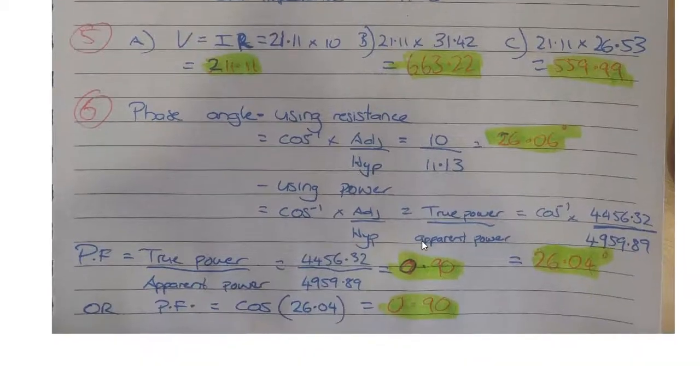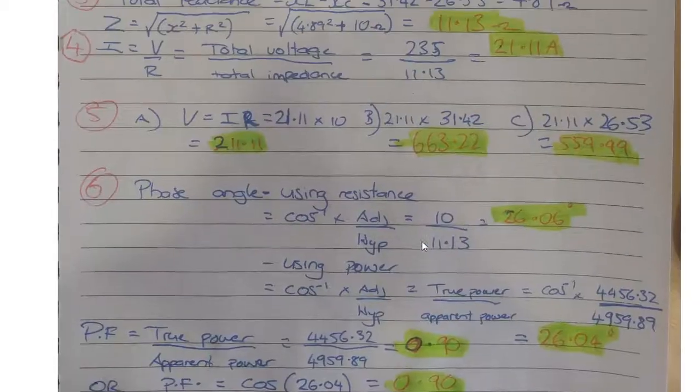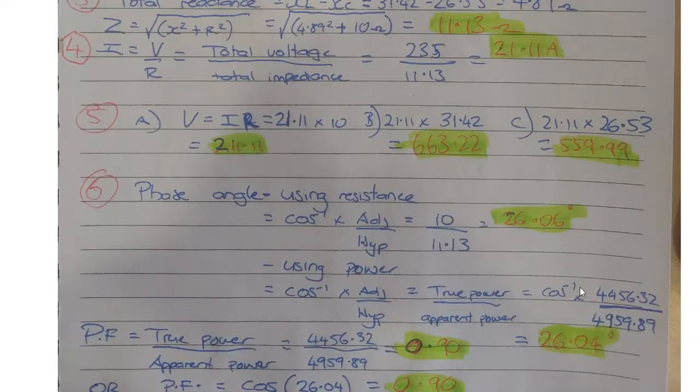So by using power instead of resistance, if I work that out, inverse cos of 4456.32 divided by 4959.89 gives me 26.04. So very little difference. Again, it'll just come down to rounding. 26.06 or 26.04, you could use either of those.